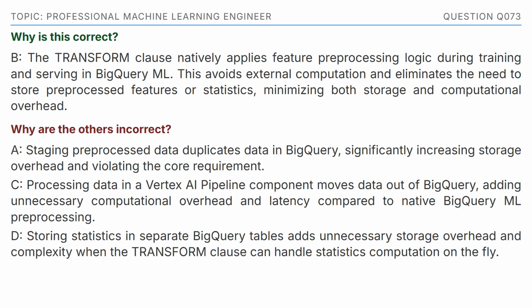C. Processing data in a Vertex AI pipeline component moves data out of BigQuery, adding unnecessary computational overhead and latency compared to native BigQuery ML preprocessing. D. Storing statistics in separate BigQuery tables adds unnecessary storage overhead and complexity when the transform clause can handle statistics computation on the fly.